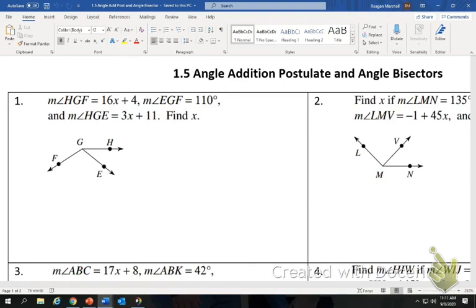I'm going to tell you the most common mistake on these problems. Do these pictures have numbers on them? No, they're all in the directions. So guess what I highly recommend that you do? Put it in the picture, right? Put it in the picture. Because that's when you'll find the measure of HGF is 16x plus 4. The measure of EGF is 110. The measure of HGE is 3x plus 11.